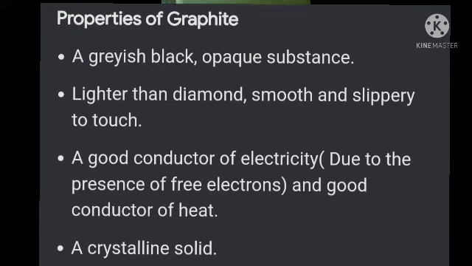It is insoluble in ordinary solvents. Its melting point is 3730 degrees Celsius, a high melting point. Its structure is soft, and it is used as a lubricant because of its layers. One layer can slip over another. So, it is used as a lubricant. These are the properties of graphite.